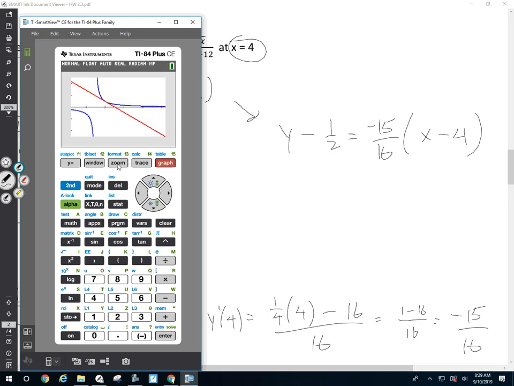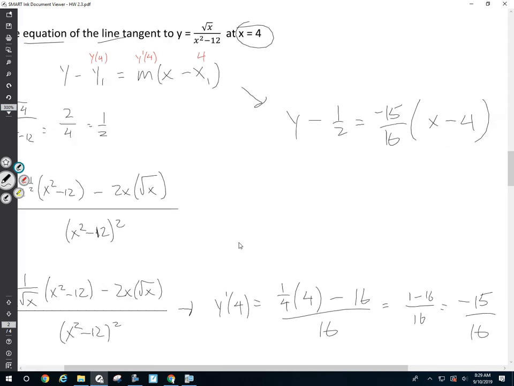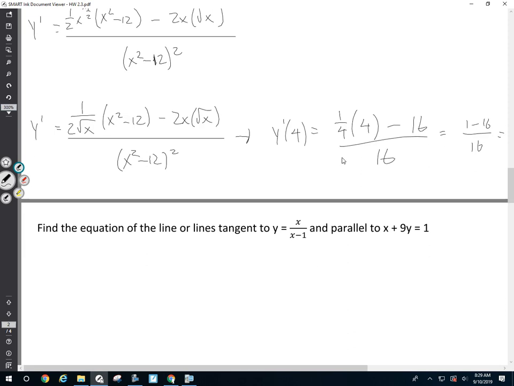Oh, man, it's already zoomed for me. There it is, right there at x equals 4. Boom. There's a beautiful tangent line. Okay, so this is the instantaneous rate of change of this function at 4. We'd say at x equals 4, the function is going down 15/16 of a y per x. And we found the equation of the line.